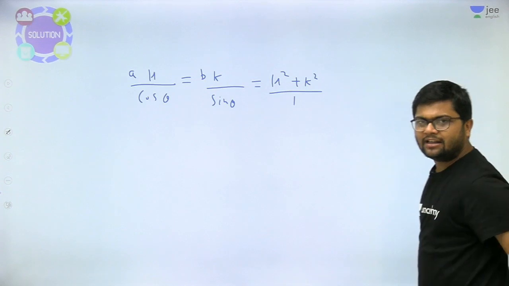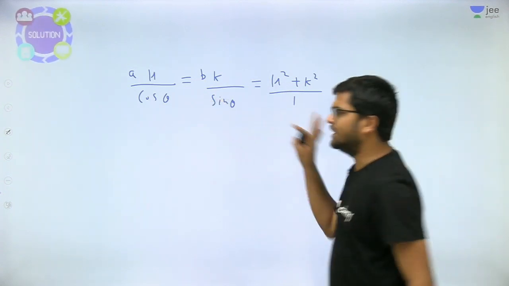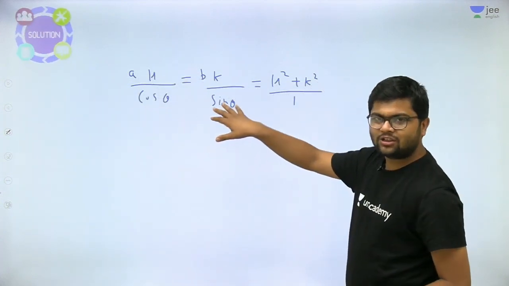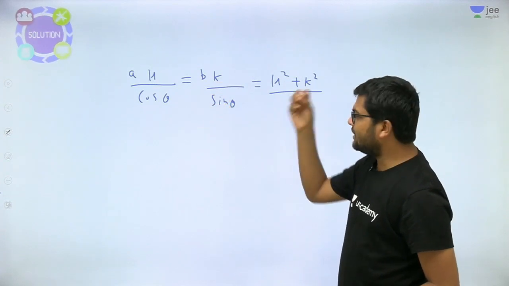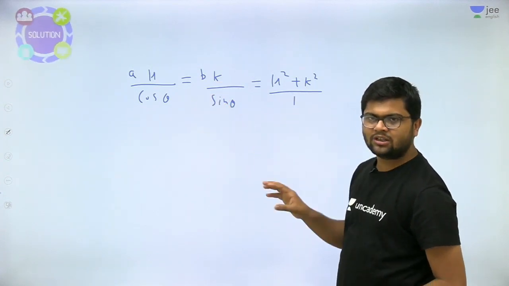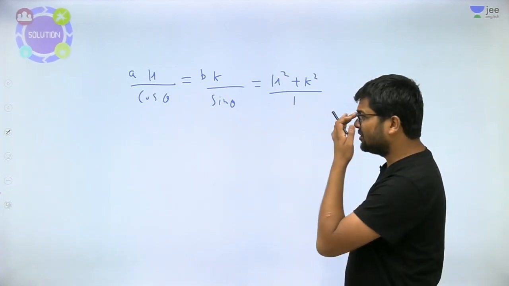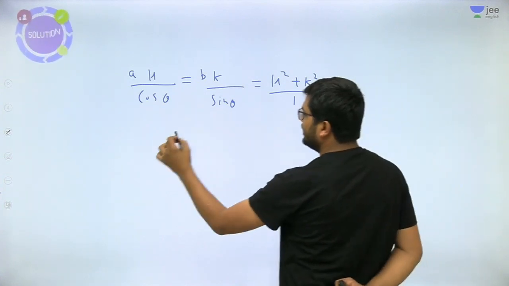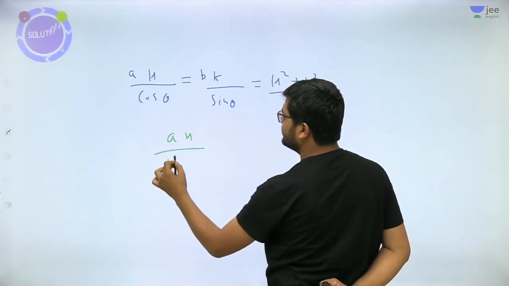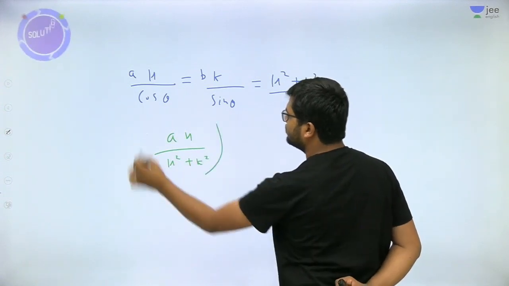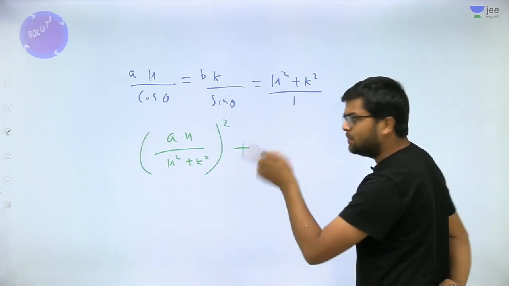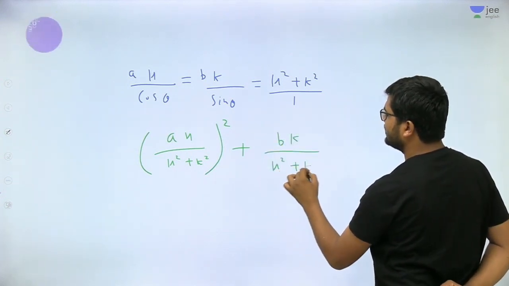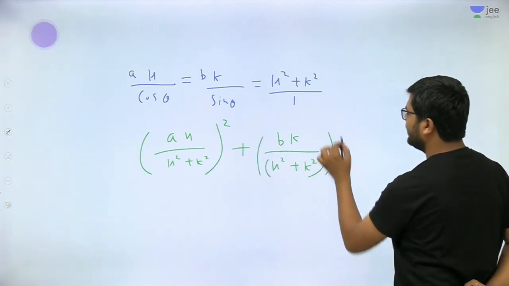Now we need to find the locus. For locus we need to eliminate the theta. If I encounter any equation of sin theta and cos theta and I want to eliminate the trigonometry, it's very simple. Just calculate the value of sin theta and cos theta, square them and add. Theta will eliminate, because sin square theta plus cos square theta is equal to 1. So value of cos theta will come out to be ah upon h square plus k square, whole square, plus value of sin theta will be bk upon h square plus k square, whole square, equal to 1.